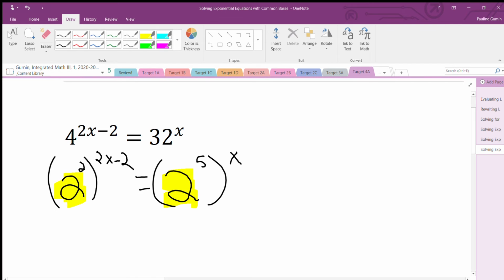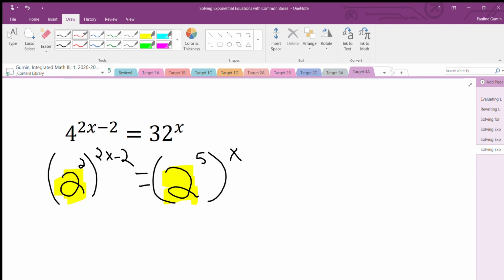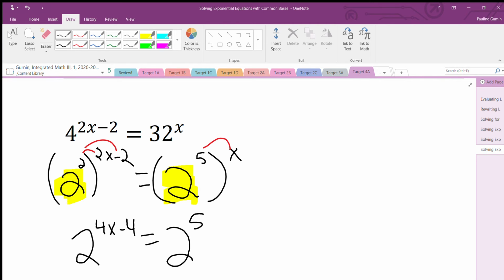Okay, let's get rid of these parentheses by distributing. Well, this is the power rule. When you raise an exponent to an exponent, we multiply them, so not really the distributive property. All right, so this is what we get: 2 to the power of 4x minus 4 equals 2 to the power of 5x.